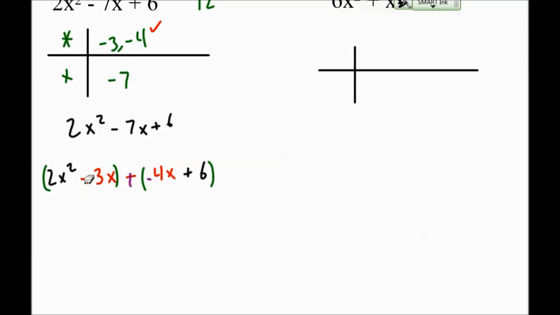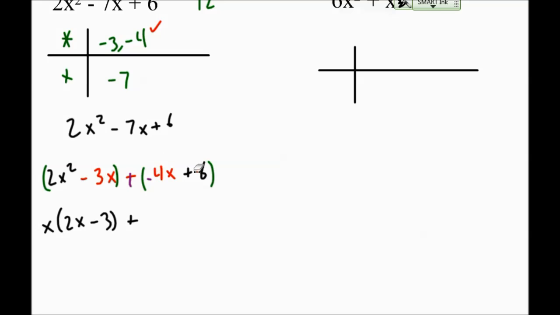What I'm going to do now is factor out the greatest common factor in each of these binomials. So let's see. I can take an x out of both of these. So I'm going to have x times, this will be 2x minus 3. And if you want to check your work, x times 2x is 2x squared. X times minus 3 is minus 3x.